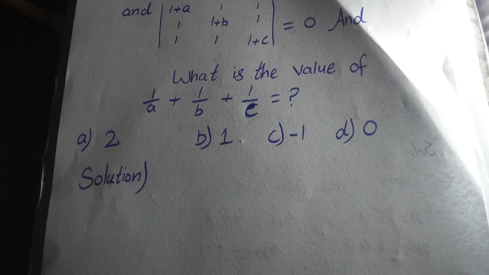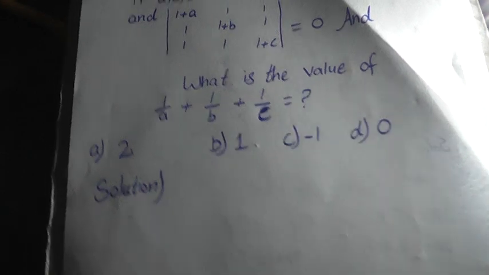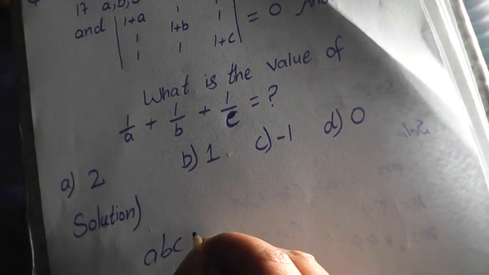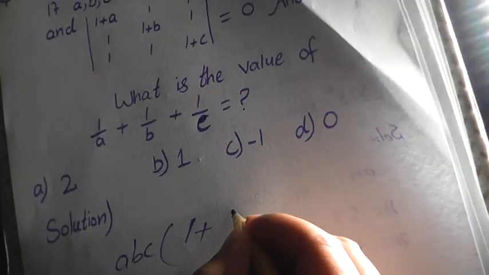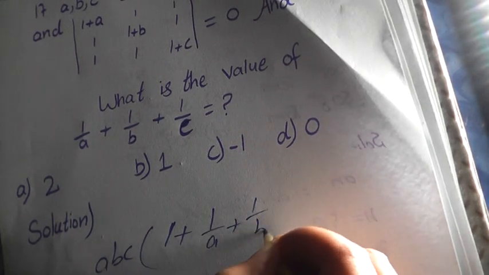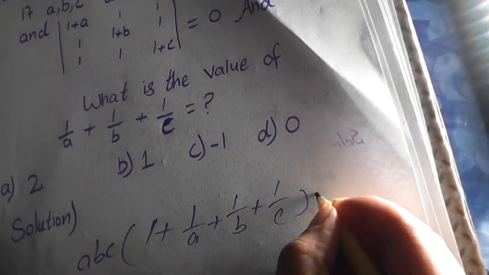The traditional method is a very lengthy method. It may take 1 or 2 minutes, but that question is very time consuming. You can solve it by the traditional method in 1 minute, but here we can solve it within a few seconds. This matrix has a determinant in the form of A, B, C into 1 plus 1 over A plus 1 over B plus 1 over C is equal to 0.